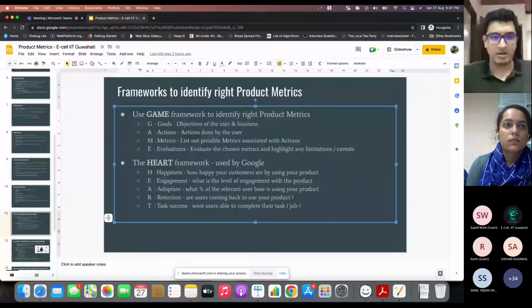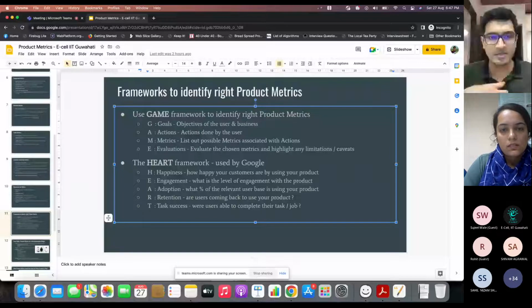HEART means happiness. How happy are your customers by using your product? That is customer CX metrics. If you are a search product manager, are your users happy after searching for a product and seeing the results? Are they satisfied with seeing the results or not?